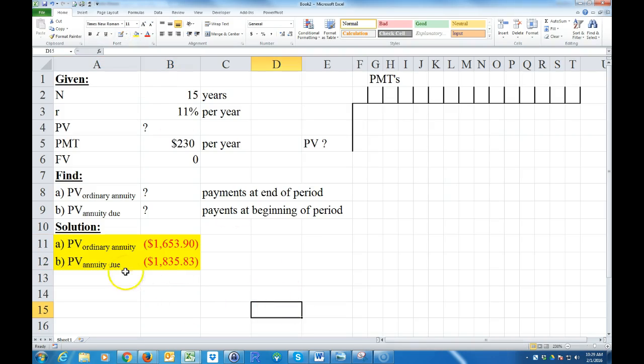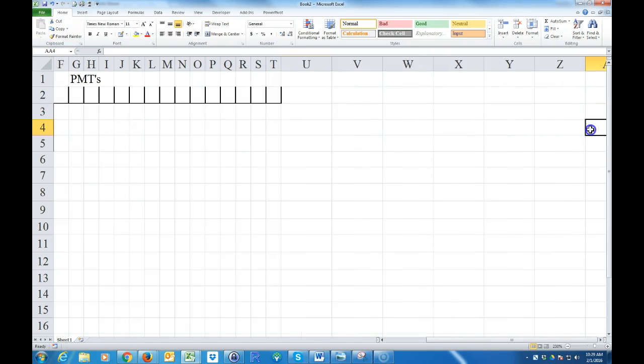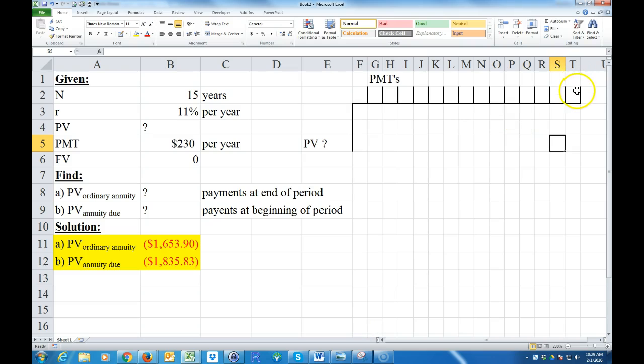So remember, if it's an annuity due, you still have 15 payments, but they're all shifted one period to the left. So it'd be here, here. There wouldn't be one here. This one would just be moved over here. So it'd be 15 payments still, but this last one would be here at the beginning.